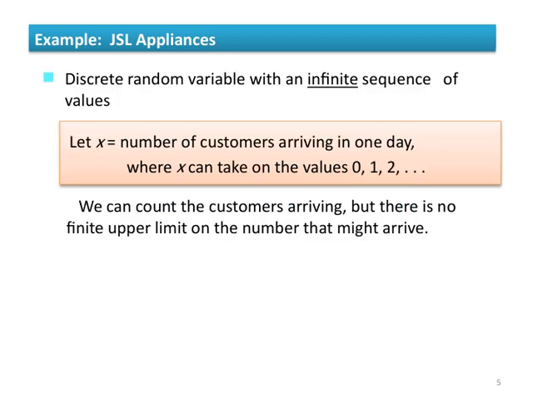Let's look at an example, JSL appliances. Here, we're dealing with what we call a discrete random variable. This means it can take on a sequence of values, and in this case, it's infinite. Now, imagine X represents the number of customers arriving in one day. The key point is that X can be 0, 1, 2, and so on. There's no highest number. We can easily count how many customers arrive each day, but there's no finite limit on how many could arrive. This is an important concept because it highlights how some random variables can have an unlimited range of possible outcomes, which we need to understand for modeling and analysis.